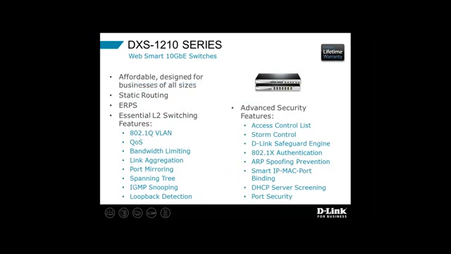So the 1210 series is what you would expect in a smart switch. It's web smart. It's very affordable, designed for business networks of all sizes. It does support static routing and Ethernet ring protection switching, and all of the essential layer 2 features like VLAN, QoS, spanning tree, IGMP snooping that you would expect in a web smart type of switch. And it also comes with the advanced security features, most notably access control lists, IP-MAC-port binding, etc.